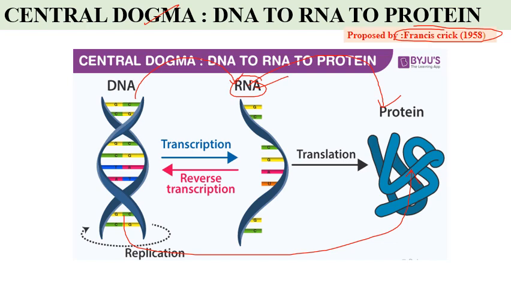So this unidirectional flow of information from DNA to protein through an intermediate that is RNA is known as the central dogma of biology. Sometimes, in some cases, some viruses contain genetic material as RNA. So this RNA can be converted back into DNA by the process known as reverse transcription, and the enzyme used for this is reverse transcriptase.